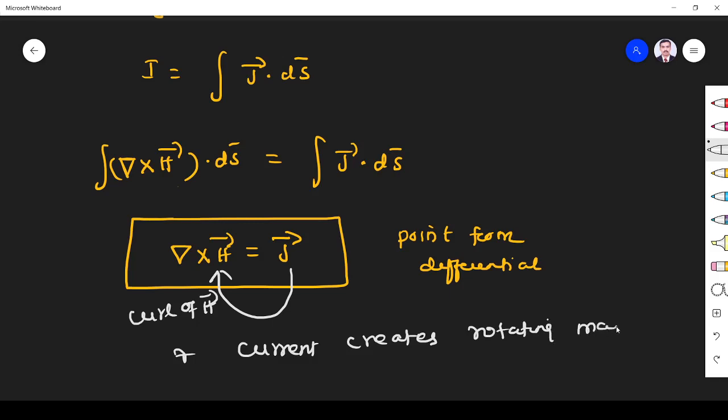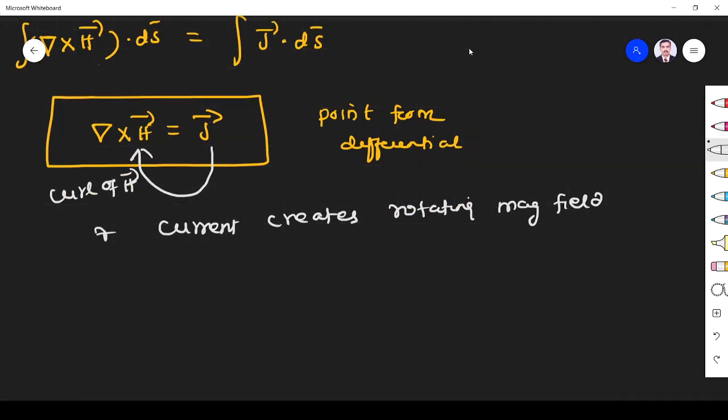What is meant by curl? Curl means rotation. That is rotation of H, rotation of the magnetic field. So who is the cause? Current is the cause. It creates a rotating magnetic field. That is a very important point. So you remember these two equations.